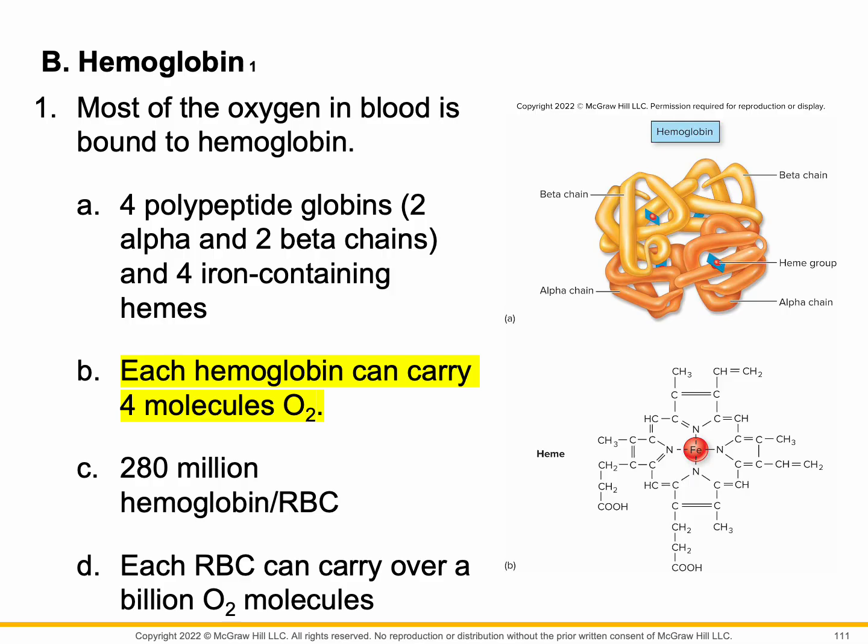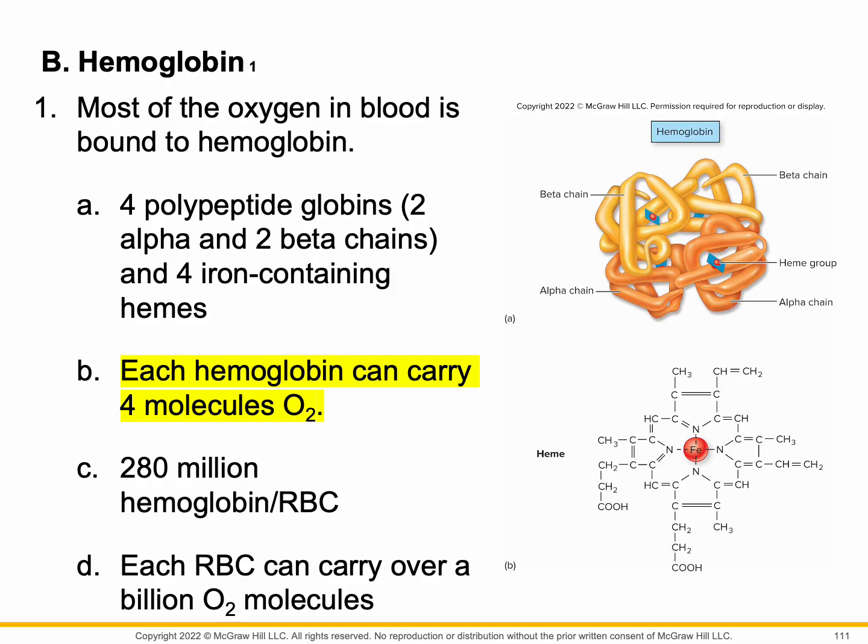280 million hemoglobins are found within a red blood cell, and each red blood cell can carry over 1 billion oxygen molecules because of this. Please direct your attention to the image on the right where we can see the structure of the hemoglobin. Again, the hemoglobin molecule has 4 heme groups, each surrounded by a globin.